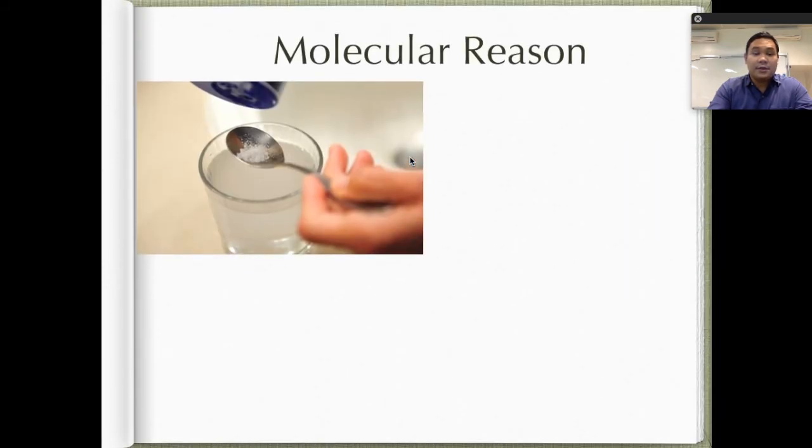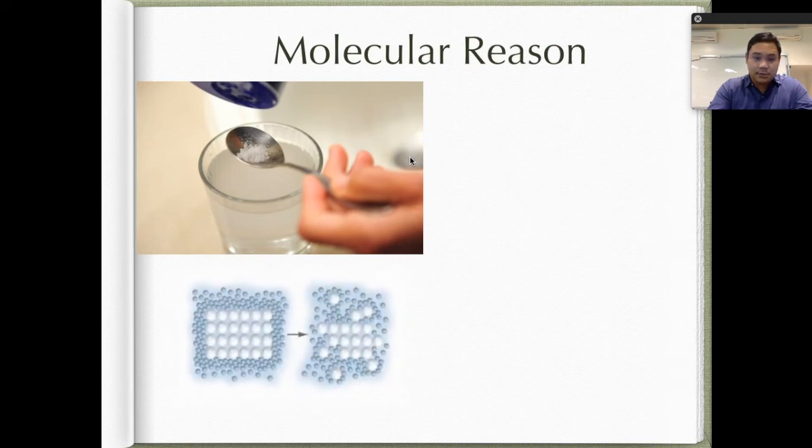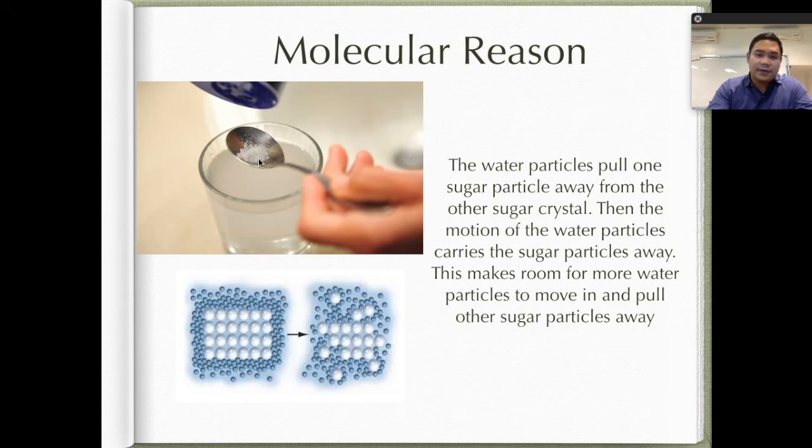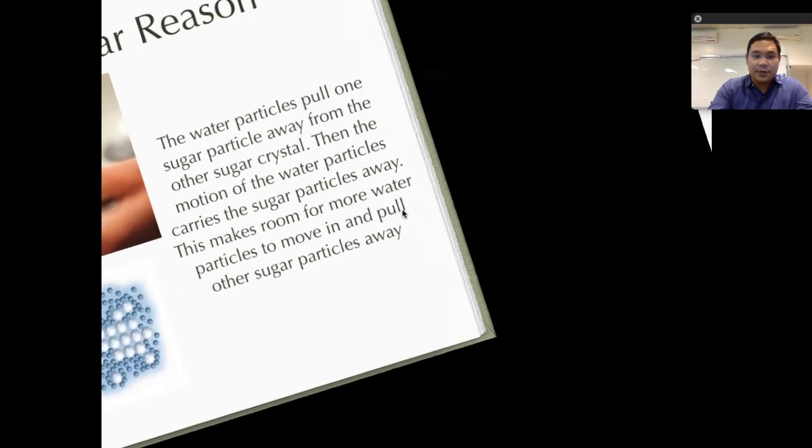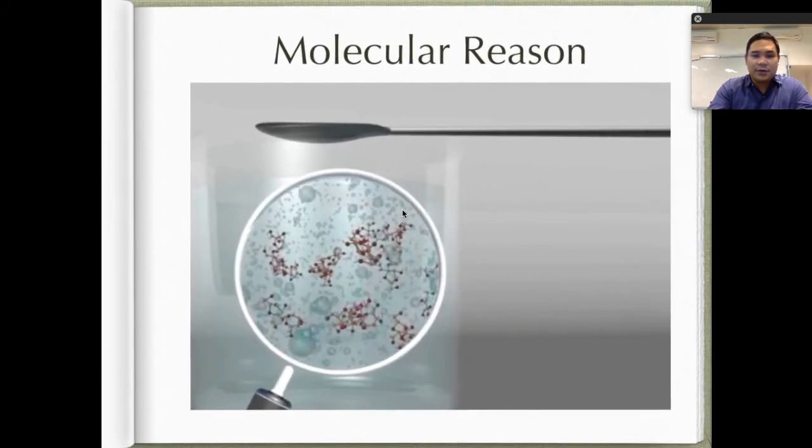Now, we have here the molecular reason for this. What happened here? Let's say, for example, we have these sugar particles being placed in water. The water particles pull one sugar particle away from the other sugar crystal. Then, the motion of the water particles carries the sugar particles away. This makes room for one more water particle to move in and pull other sugar particles away. Let's try to watch some animation of this. Let's play this video.